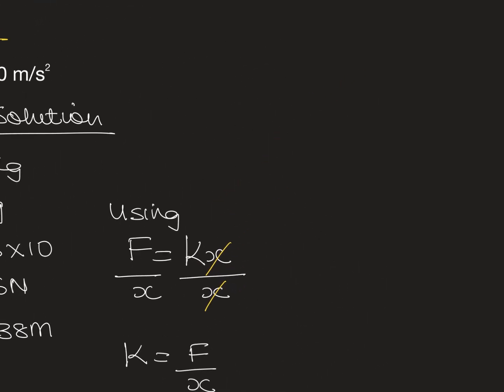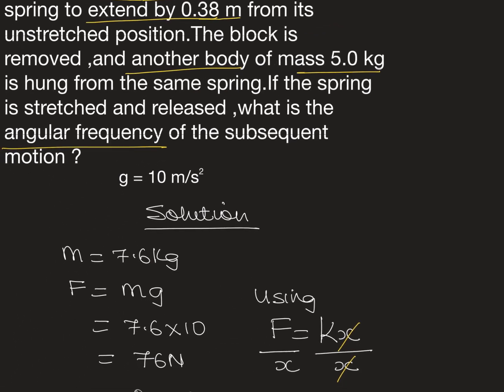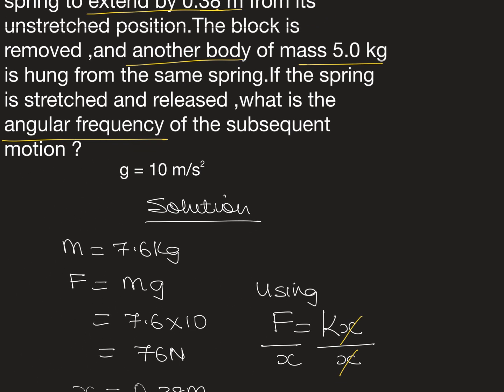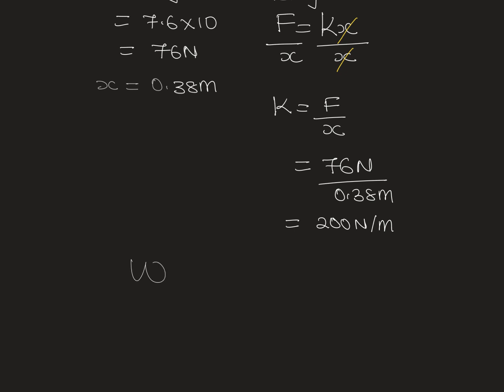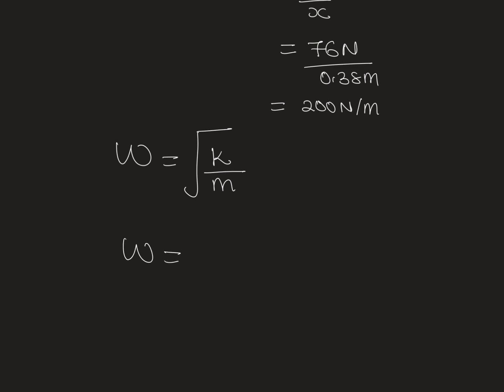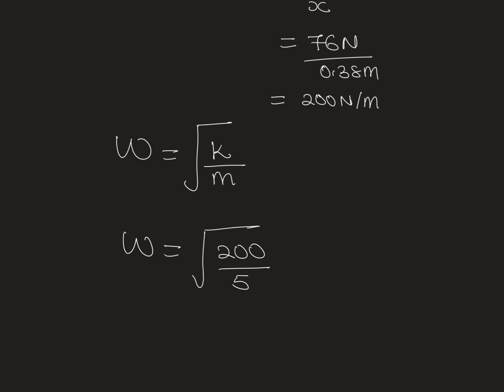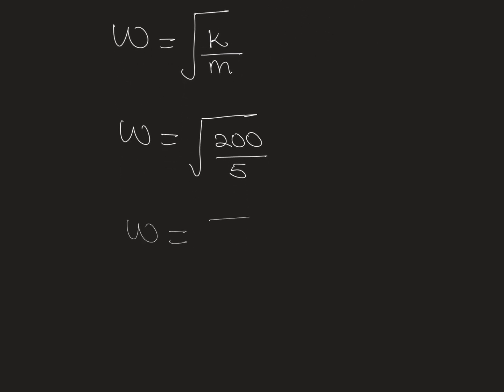So using that information, we will now answer the question, which asks us to find the angular frequency when the 5 kilogram mass is attached. We know that the angular frequency is equal to the square root of the spring constant divided by the mass. So the angular frequency will be the square root of 200 divided by the mass, which is 5. The angular frequency will be the square root of 200 divided by 5, which is 40.